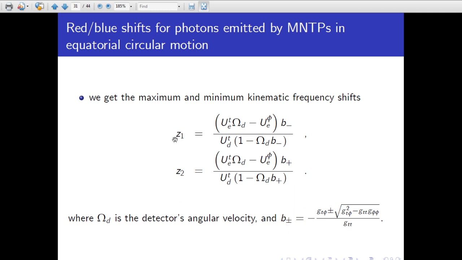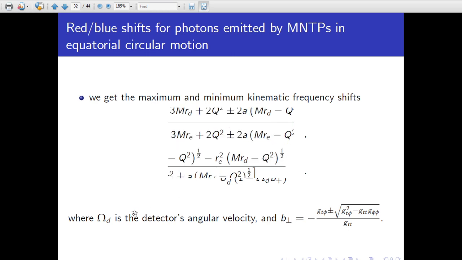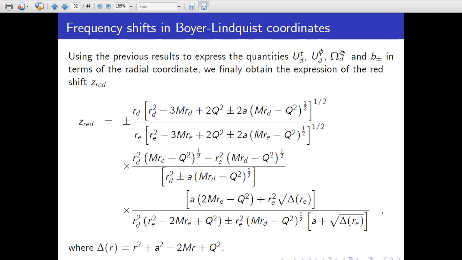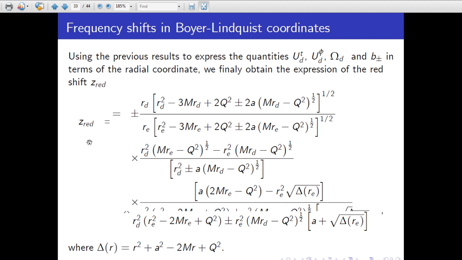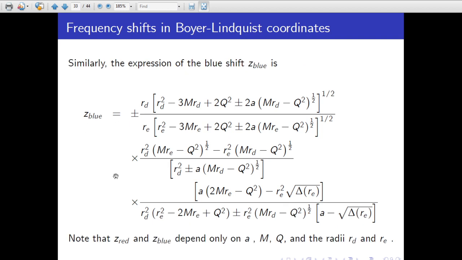So Z1 will turn out to be the redshift, while Z2 will turn out to be the blue shift, after substituting the full expressions of u, omega, and b. And this is the explicit expression of the redshift. In a similar way, this is the full explicit expression for the blue shift, where we can notice that they only depend on the three parameters a, M, Q, and the radii of the detector and the emitter.